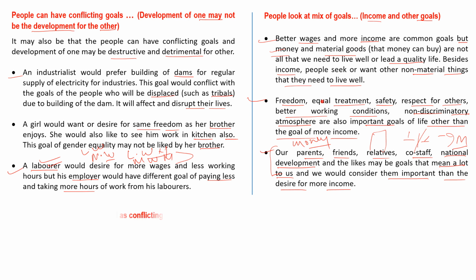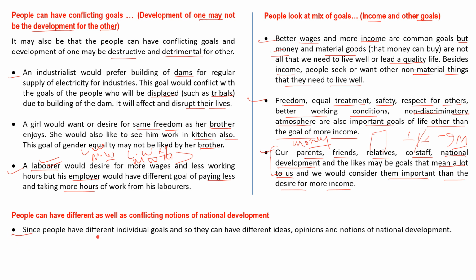And when it comes to a nation, people can have different as well as conflicting notions of national development also. Since people have different individual goals, they can have different ideas, different opinions and notions of national development. If a satellite is launched, people can raise questions. Why do we need satellites? India is a poverty-ridden country. We should spend the money invested in satellite building on poverty alleviation programs.